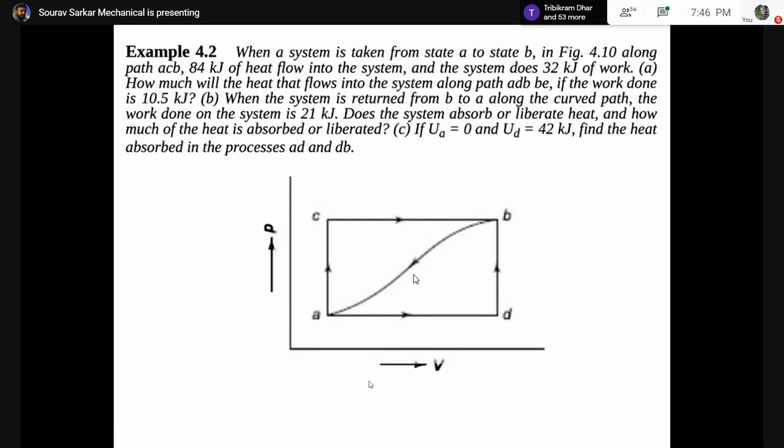If U subscript A, the internal energy at A, is equal to 0, and the internal energy at D is equal to 42, find the heat absorbed during the process AD and DB. So the internal energy at A is known to you, and the internal energy at D is given to you. Already you know what your delta U is. From that you can find out what your UB is. Now they have asked to find the heat absorbed in the process A to D and D to B.